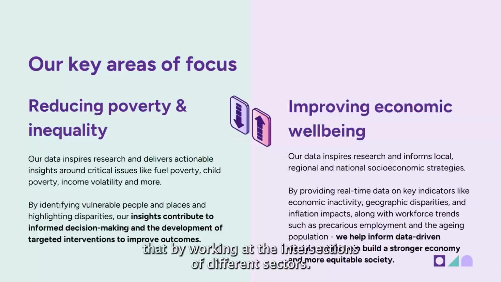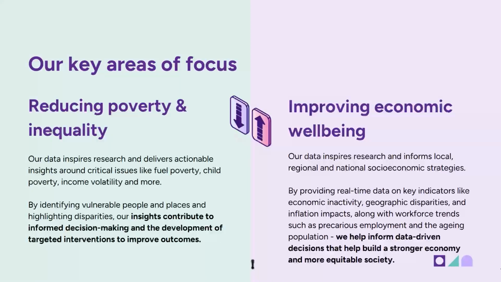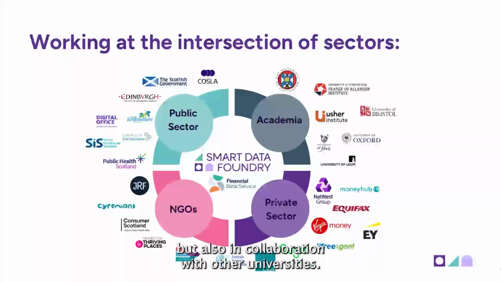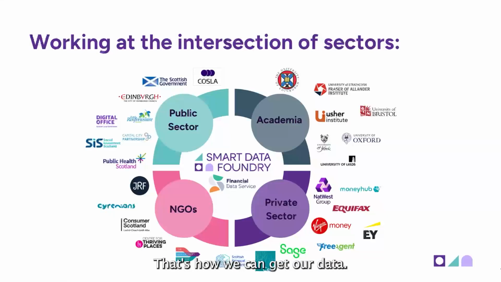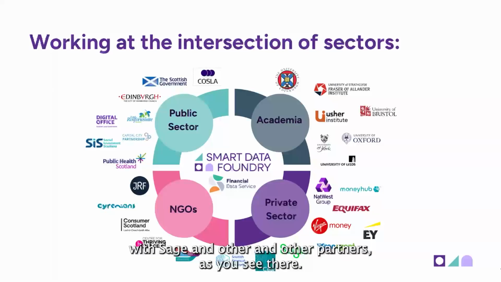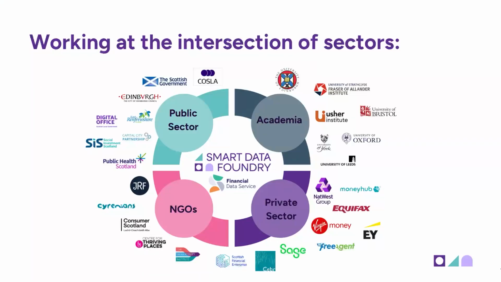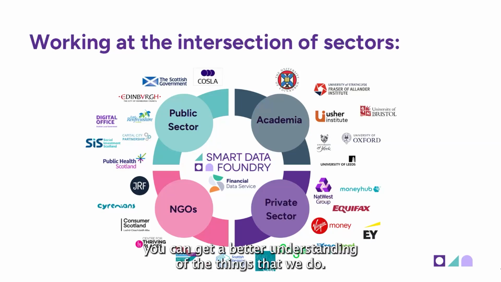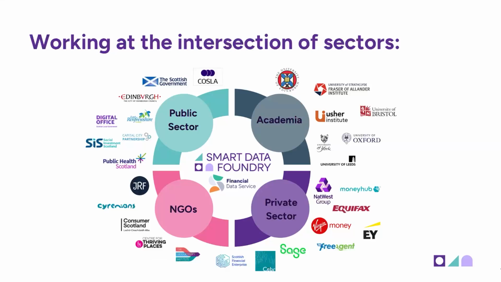We do that by working at the intersections of different sectors. So we work in collaboration with academia as part of the University of Edinburgh, but also in collaboration with other universities. We work with the private sector. That's how we can get our data. We have data partnerships with NatWest Group, with Virgin Money, with Sage, and other partners, as you see there. And then we work with public sector and NGOs as well to feed insights from our data. And we'll talk through a little bit about those types of insights and show you a little demo on that so you can get a better understanding of the things that we do.